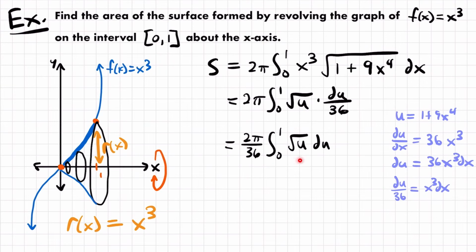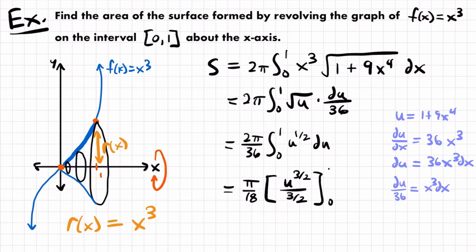And now we have a pretty simple integral in terms of u that we can integrate. And so remember that you can rewrite the square root of u to be u to the 1/2 power, and that will help us see more easily how we're going to use the power rule of integration. And so we'll have that this is equal to pi divided by 18, right? Because 2 and 36 can both be reduced by a factor of 2, and that will then be multiplied by u to the power of 3/2 divided by 3/2. And that is evaluated from 0 to 1.